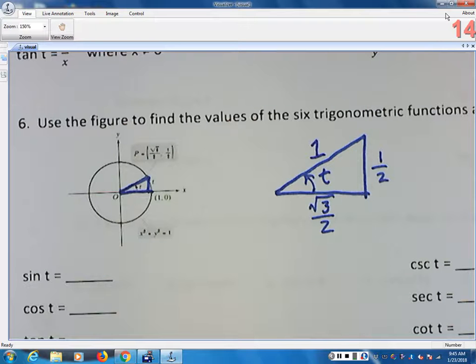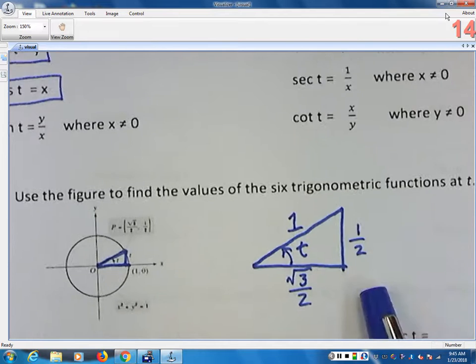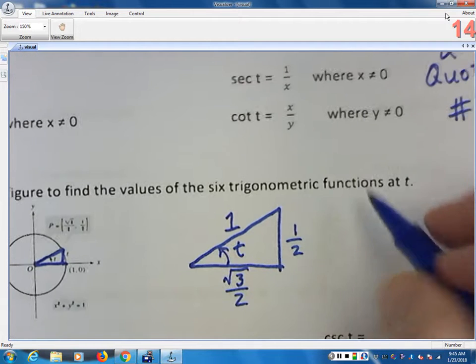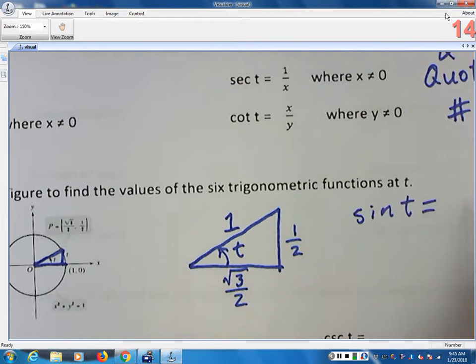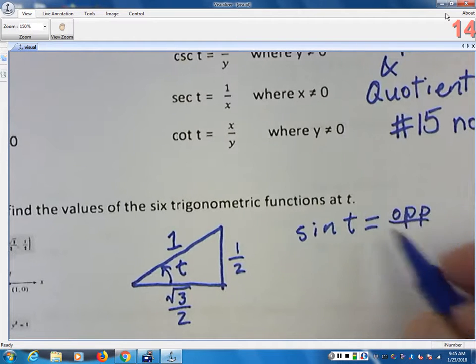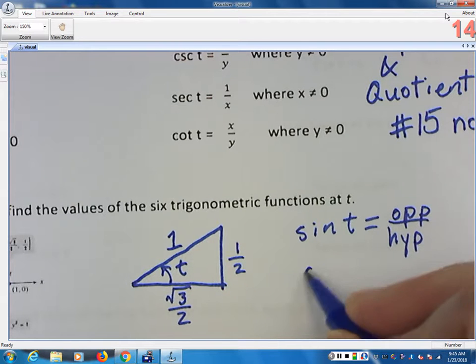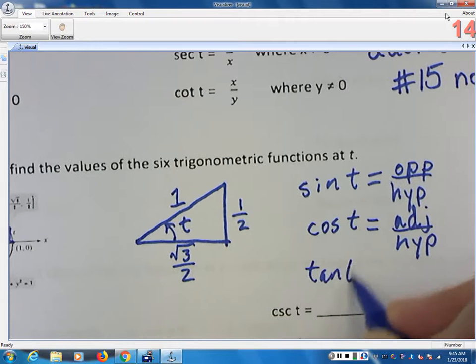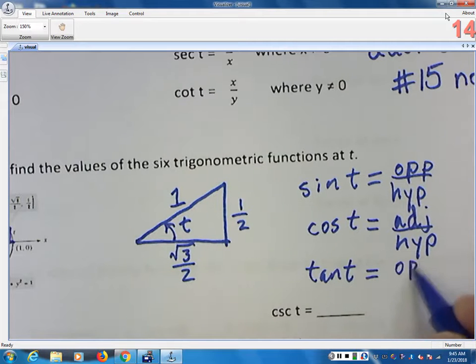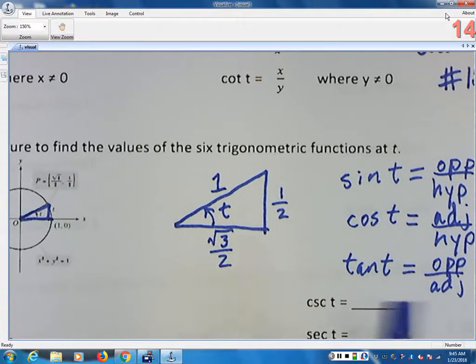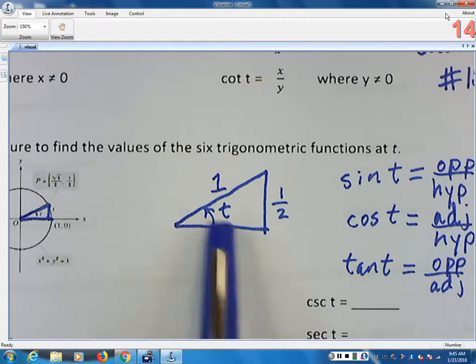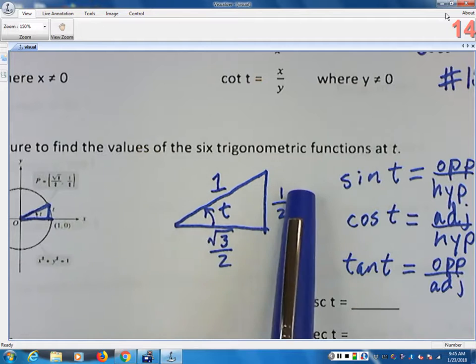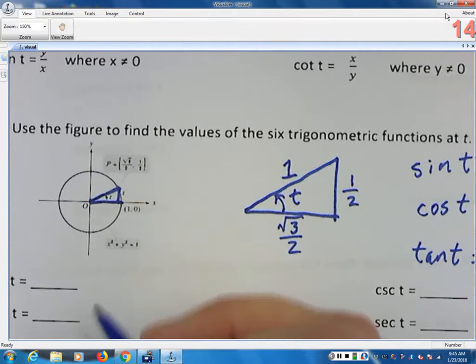So you can use the stuff up here to find these, or I had this memorized. You should memorize these. Sine of t is opposite over hypotenuse. Cosine of t is adjacent over hypotenuse, and tangent t is opposite over adjacent. So sine of t is opposite over hypotenuse: 1/2 over 1 is 1/2.